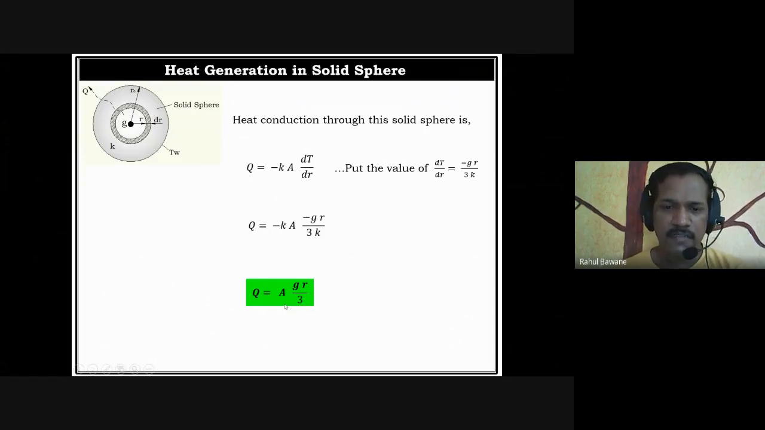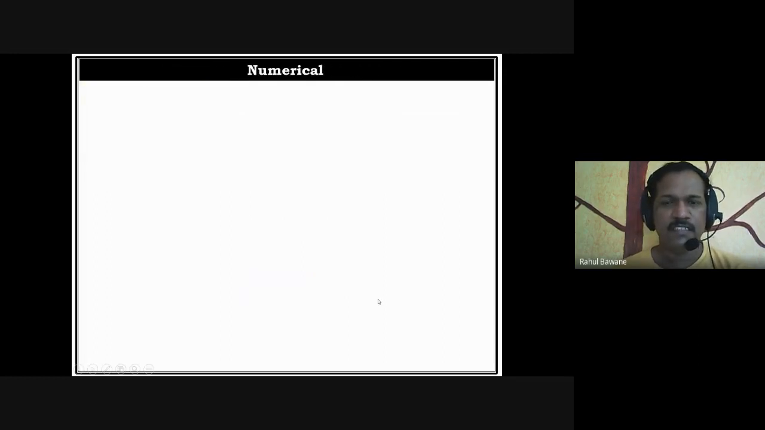You may simplify further by putting the value of A. Area is the surface area; even though it is the cross-sectional area as per the formula, whatever be the cross-sectional area, or area normal to the direction of heat flow, it is nothing but the surface area for a sphere. You can simplify this further, but it becomes a little difficult to remember that kind of formula. So we will stop here for the heat conduction formula: Q equals surface area times G r upon 3. Now let us see one numerical.